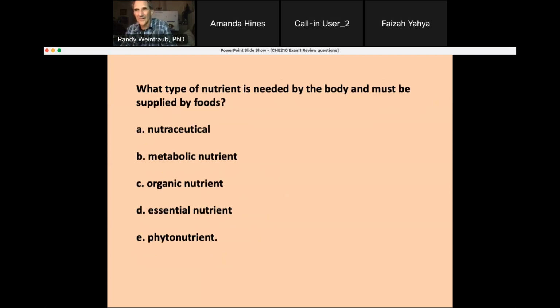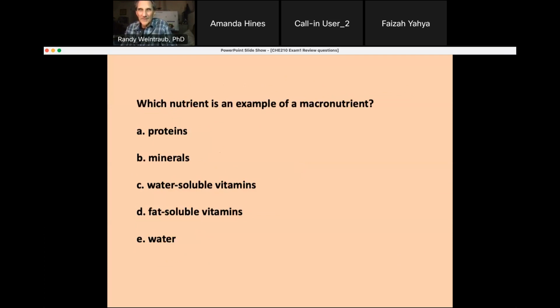It's fortified. What type of nutrient is needed by the body? It must be supplied by foods. Okay, that's an essential nutrient. Essential nutrient is an example of a macronutrient.